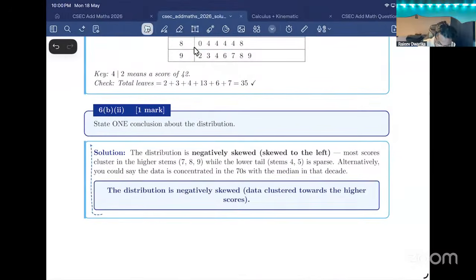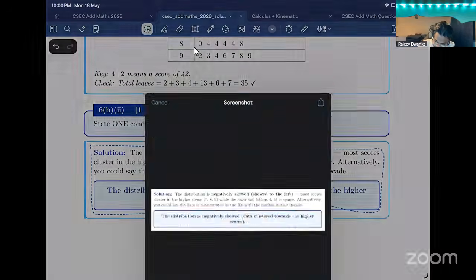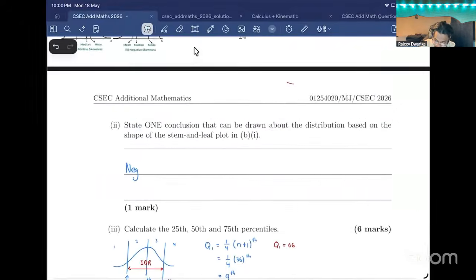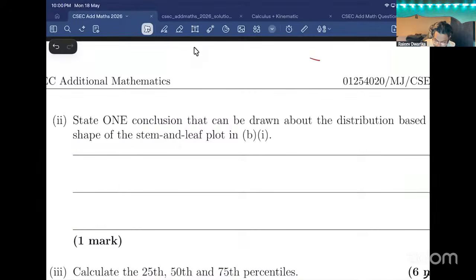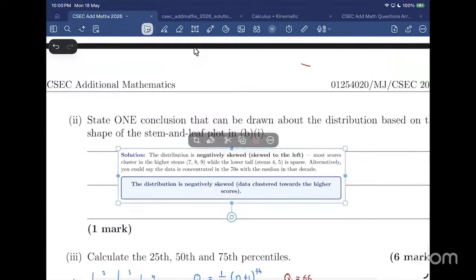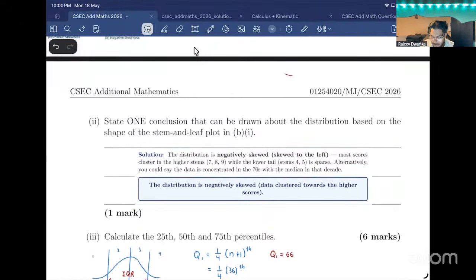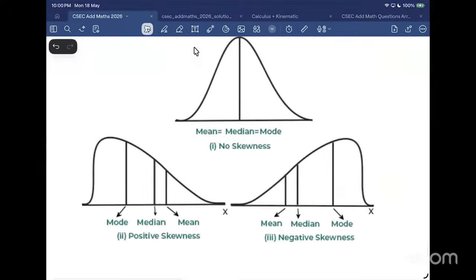So this is the answer. Feeling lazy to write all that, but you could just copy and paste it. Let me explain this. Let's look at these cases over here.